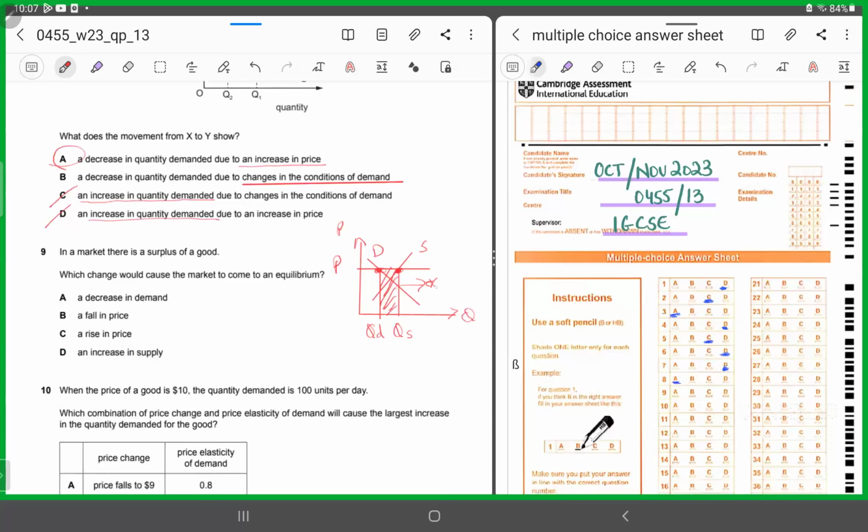Now they are saying what change should come in order to bring the market to an equilibrium level. So now where do they want us to come? They want us to come to here, the equilibrium position. Now what change would cause the market to come to an equilibrium situation? Yes, a fall in the price. A fall in the price would bring the market to an equilibrium situation. Right? All right. So 9 has to be B.